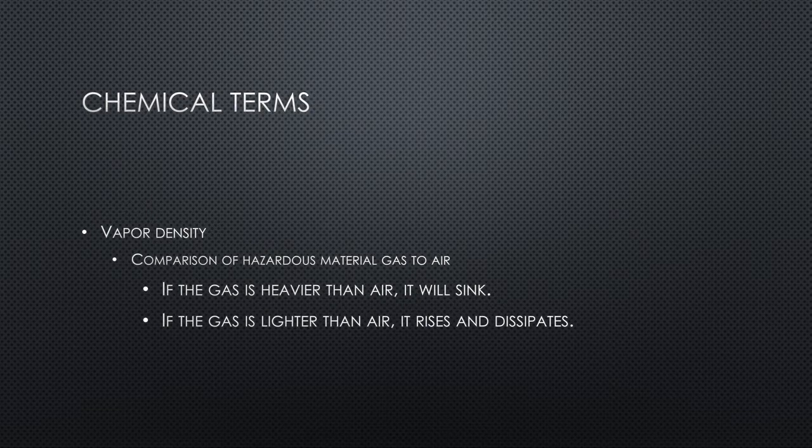If the gas is lighter than air, it rises and dissipates. So your anhydrous ammonia, which is still a very nasty chemical, acetylene, methane, and hydrogen are all lighter than air. Even though those can dissipate, if you have a leak, it could still affect a lot of people.